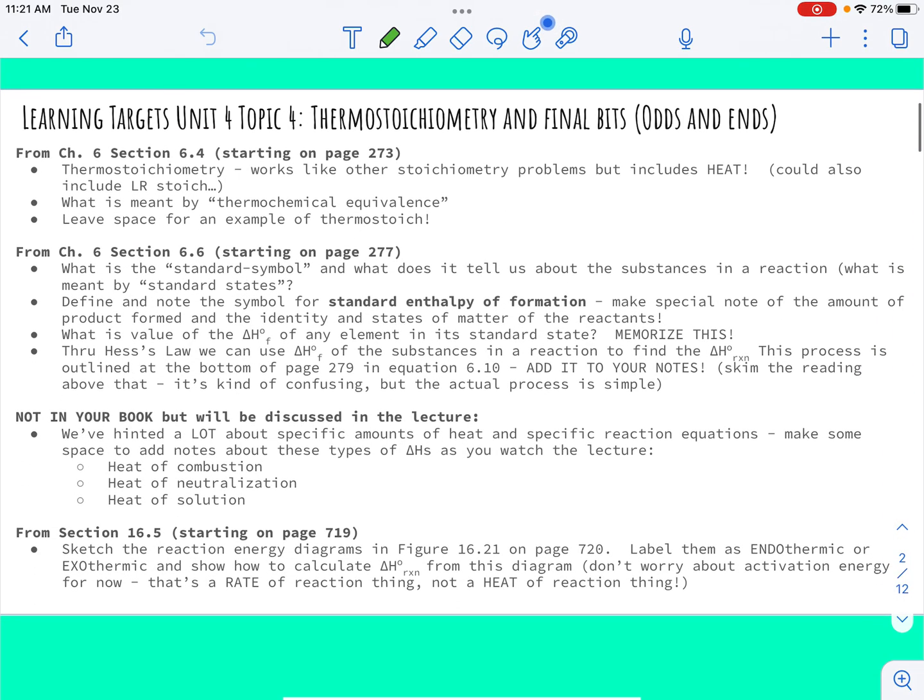So if you haven't done so already, you need to stop the video here and do the learning targets. Notice that some of them are from your book, some of them are not, and some of them are actually from chapter 16 in your book. So make sure that you're finding the right pages. When you're finished with this part, you can restart the video and add to what you have as you watch the rest.